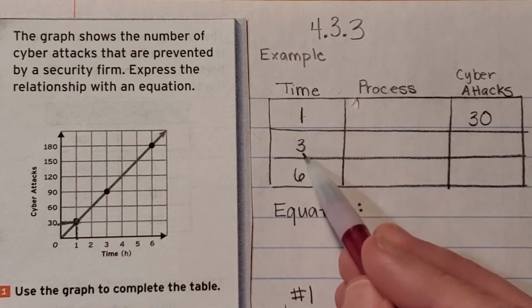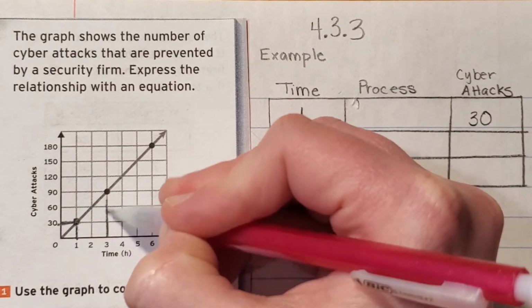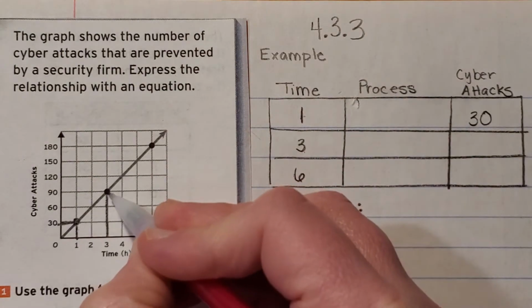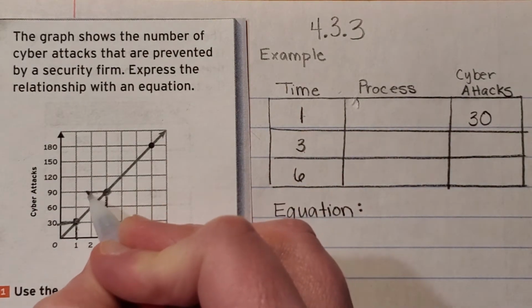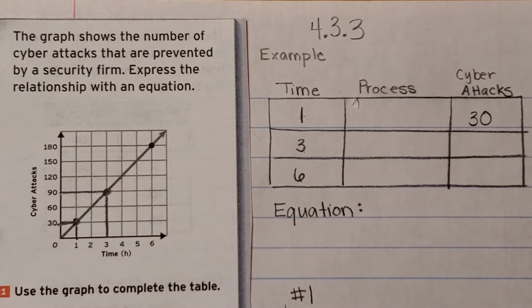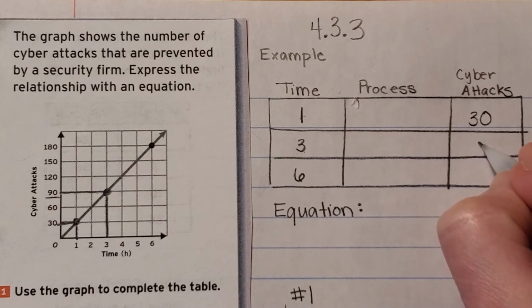They said look at when our time is 3 hours. So here's 3 hours. I'm going to go up until I reach the line. There's my second data point. And over until I reach the other line, and I get the number of cyber attacks to be 90. I'm going to put that in my table.